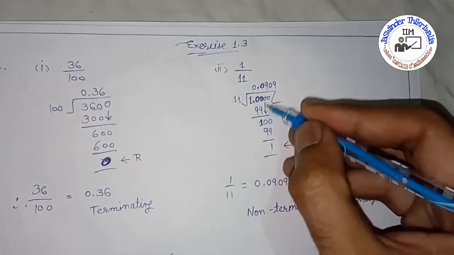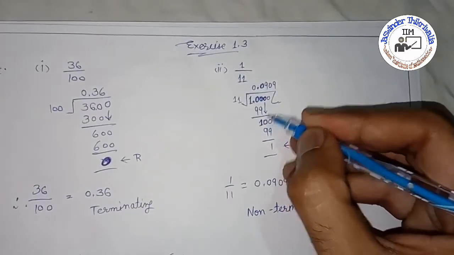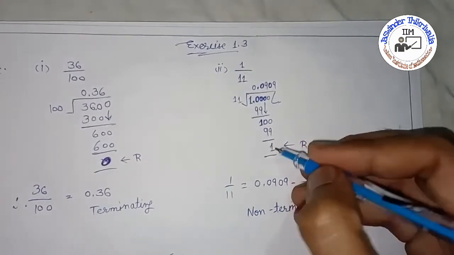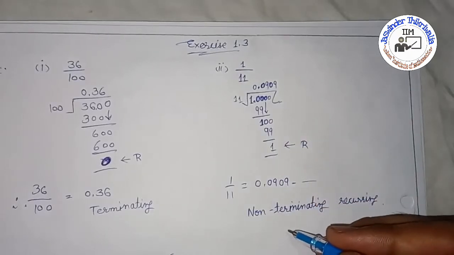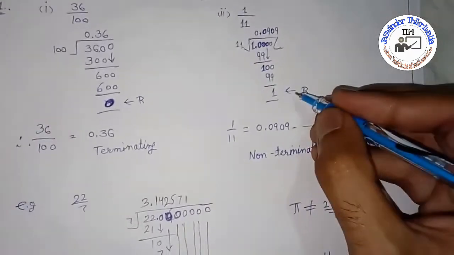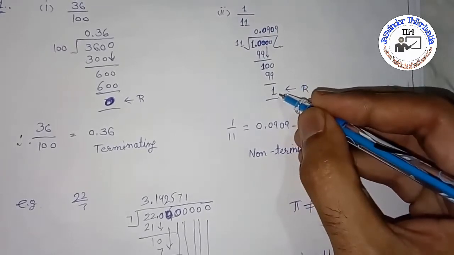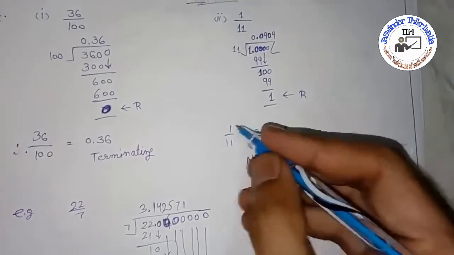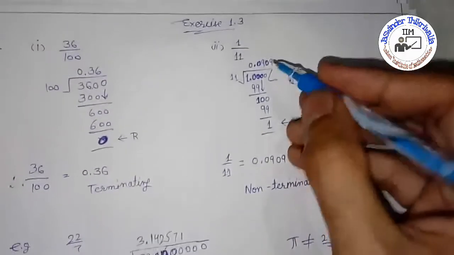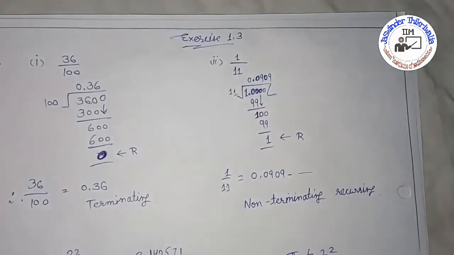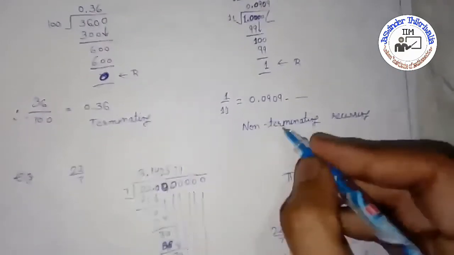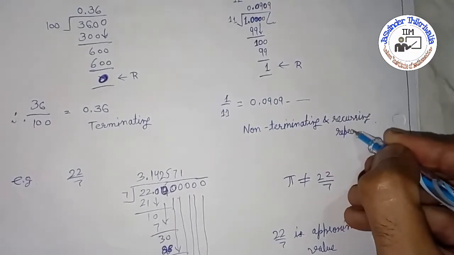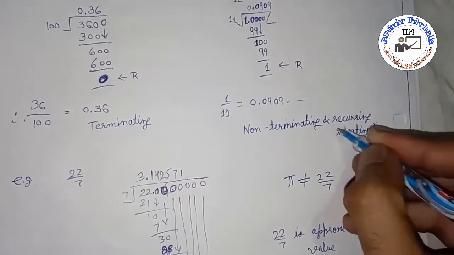Again it will be the same process. We will take 0 from our side, but it is again non-divisible. So we will put 0 in the quotient. Then again 9. So this process will repeat again and again. So this example is telling us that the remainder is not 0. If the remainder is not 0, it means this is non-terminating. But in the quotient, this value 0909 is repeating. So this is which type of expansion? This is non-terminating and recurring. Recurring means repeating, because the quotient is repeating itself.